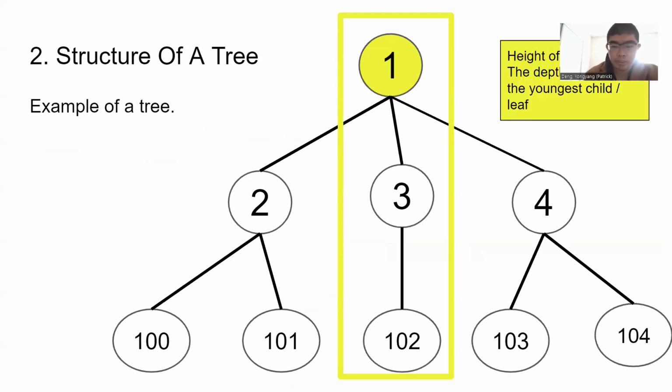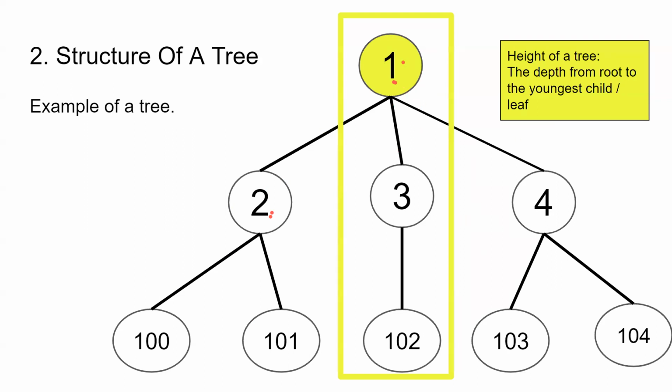We're still using this example. And this is called the height of the tree. The height of the tree is the depth. Depth means, for example, I start from 1 to 2, and the 2 is in depth 1 from the root. So 100 is also a depth from 1, like how many levels we have to travel until we hit 100. So this is the depth. And the height of the tree is the depth from the root to the youngest child or the youngest leaf.